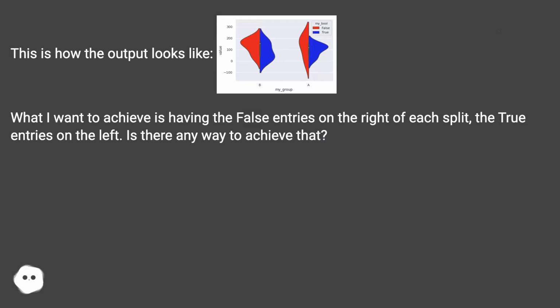This is how the output looks. What I want to achieve is having the false entries on the right of each split, the true entries on the left. Is there any way to achieve that?